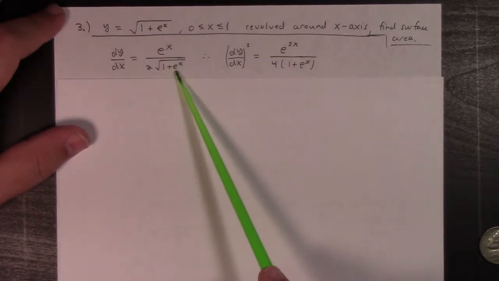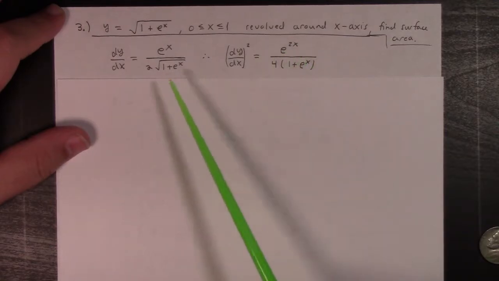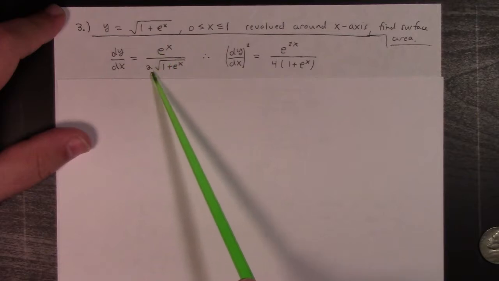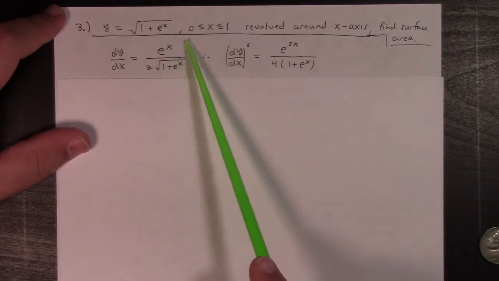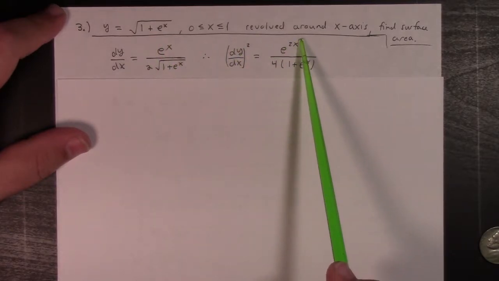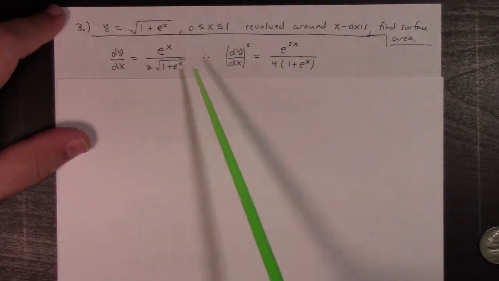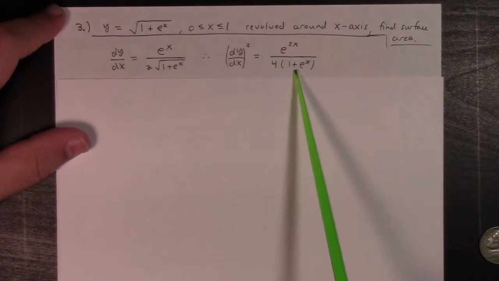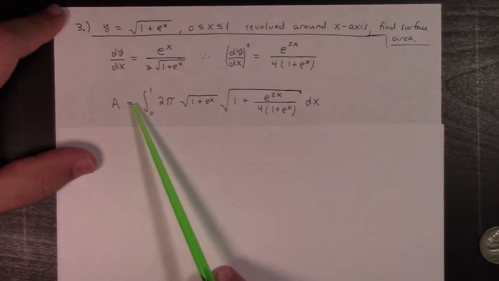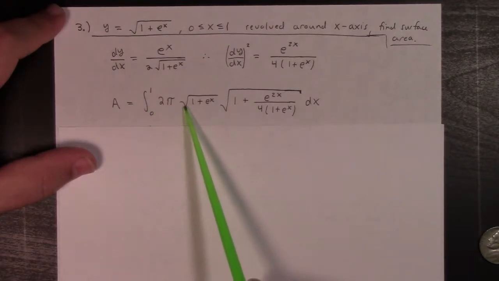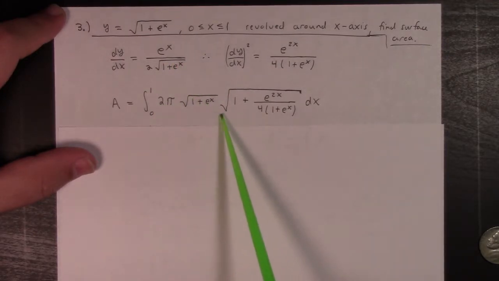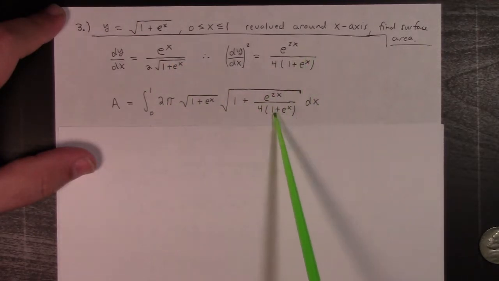dy/dx is that. Square it, we get that. The e to the x upstairs, guys, is the chain rule, right? The outside function square root gives me 1 over 2 square root. The derivative of the inside function gives me e to the x. When I square this, I get e to the x quantity squared, which is e to the 2x. The half squares to a fourth, and the square root goes away. And so there you have it. The surface area is 2 pi y, which in this case is the square root of 1 plus e to the x, times the square root of 1 plus dy/dx squared, which is that.